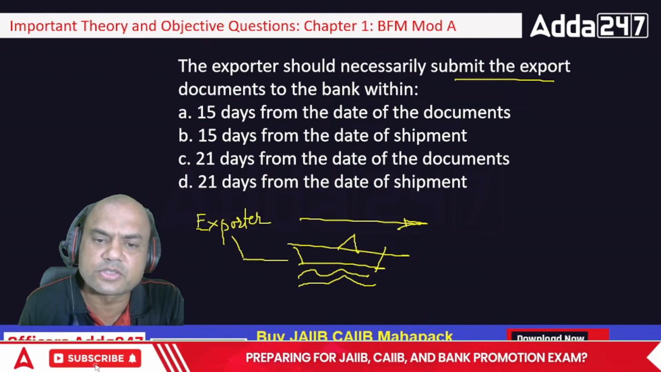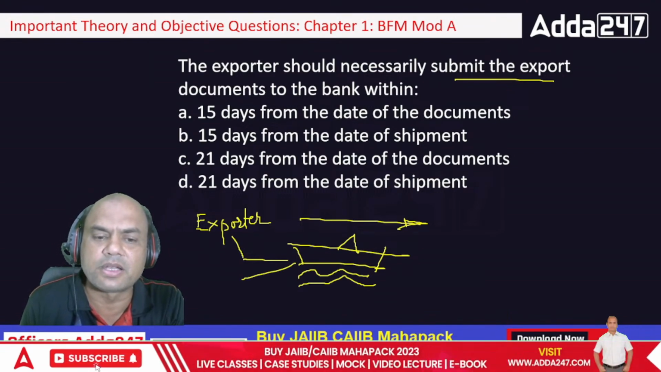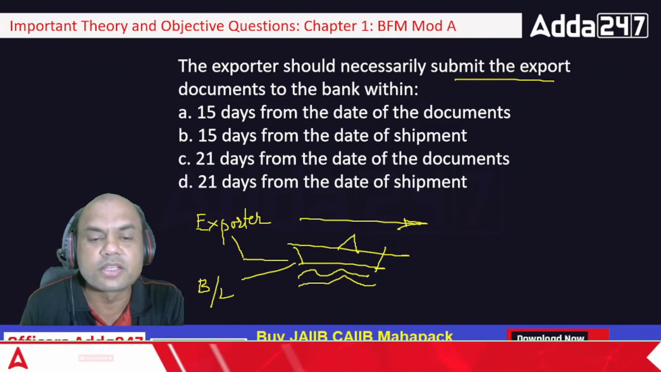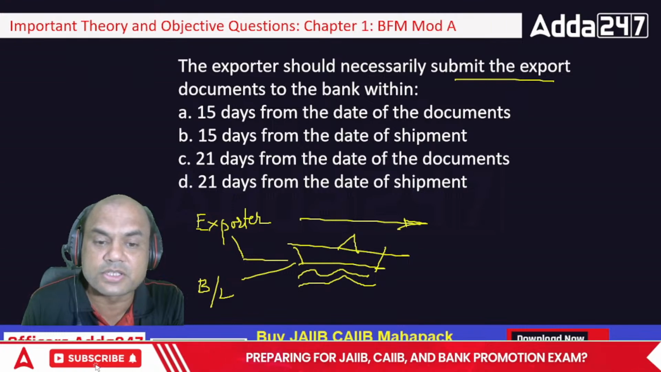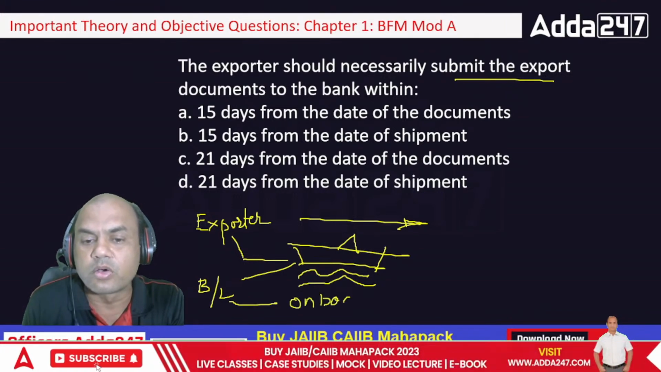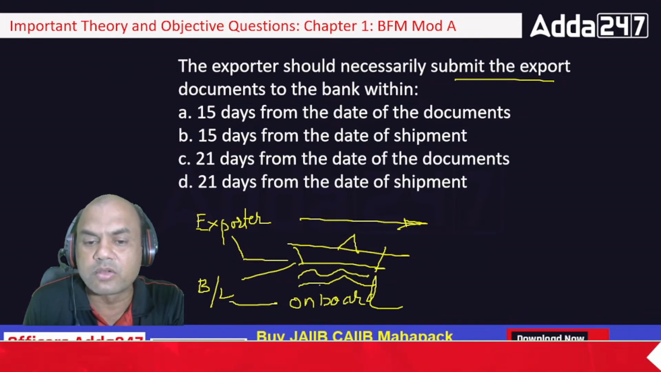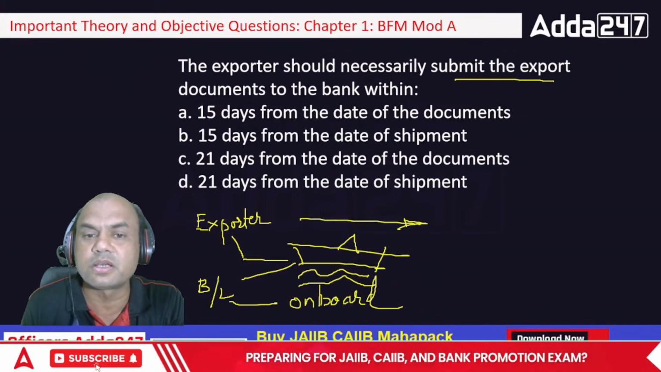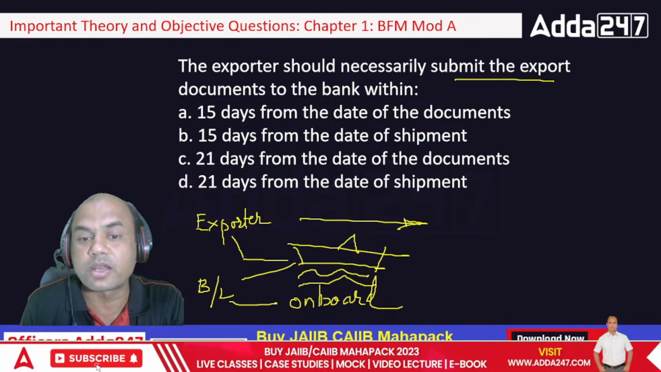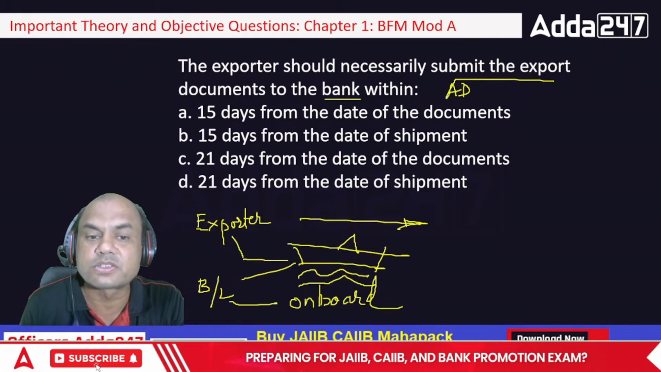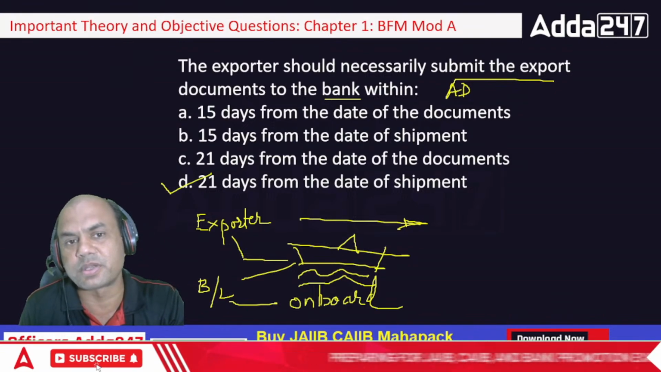So once I send these goods via ship, I'll be getting the bill of lading, BL. So whatever is the date of this BL, meaning the onboard date, this is known as the onboard date. Whatever is the onboard date, within 21 days from this date, I have to submit the documents to the bank, or AD we call it. Actually the word bank is not correct, it is AD, authorized dealer. So it is 21 days from the date of shipment. Clear?